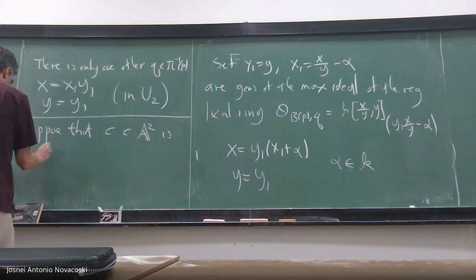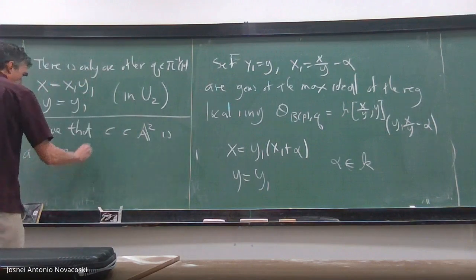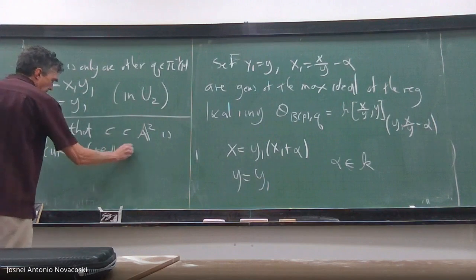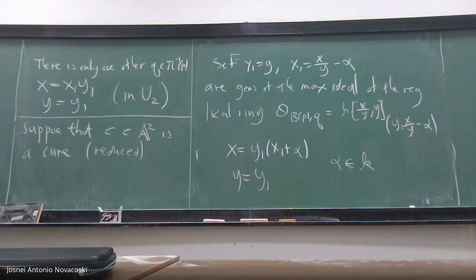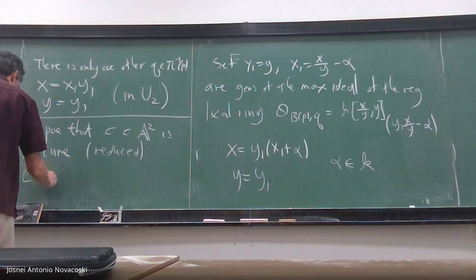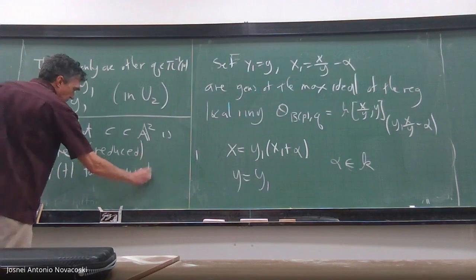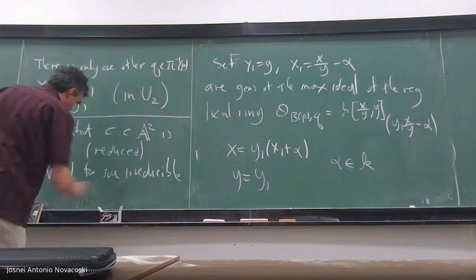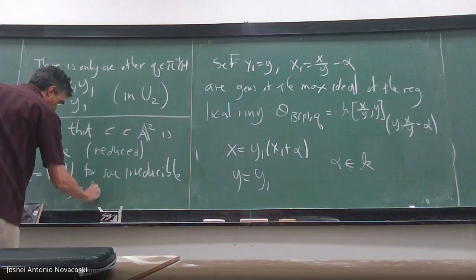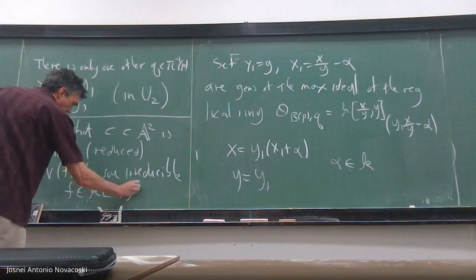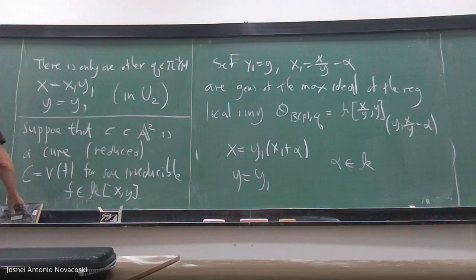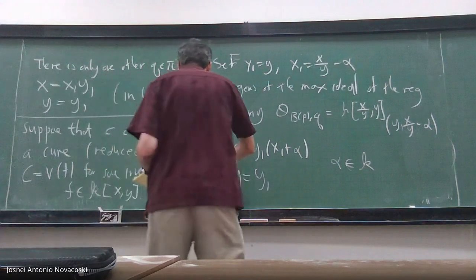C is a curve. We'll assume that it's reduced, irreducible for instance. Then we have C equal to V of F for some irreducible F in our original polynomial ring K adjoin XY. This is since the polynomial ring is a UFD, which we know thanks to Gauss.